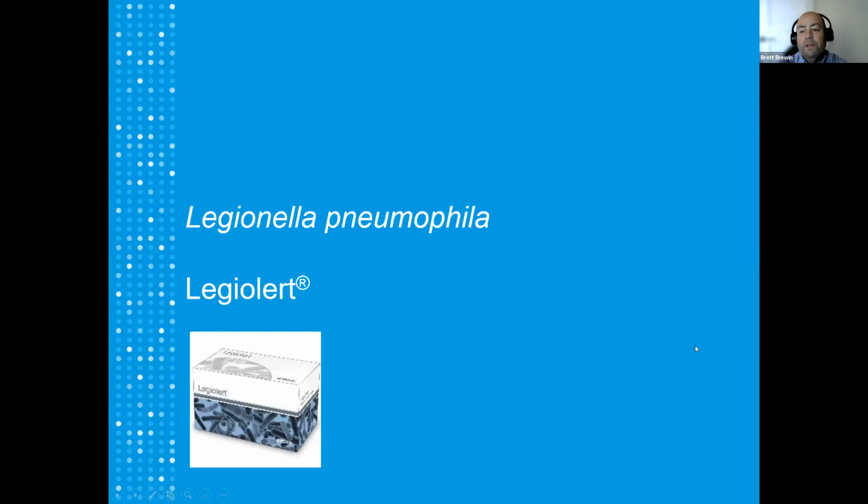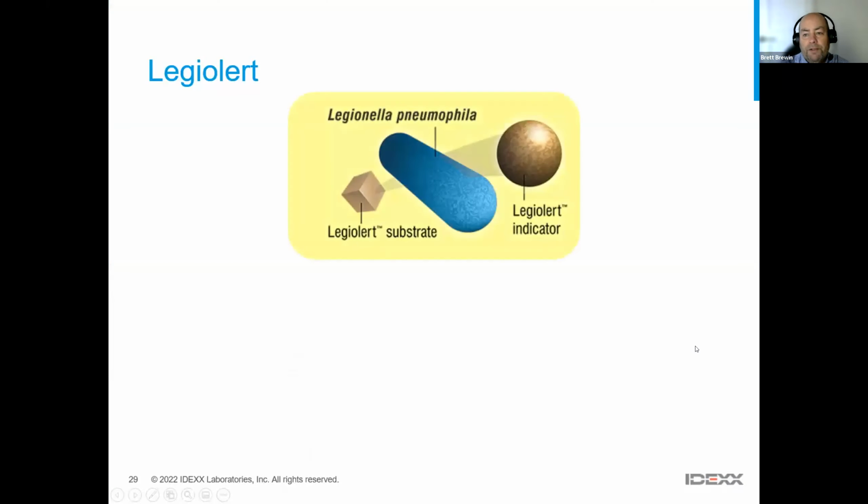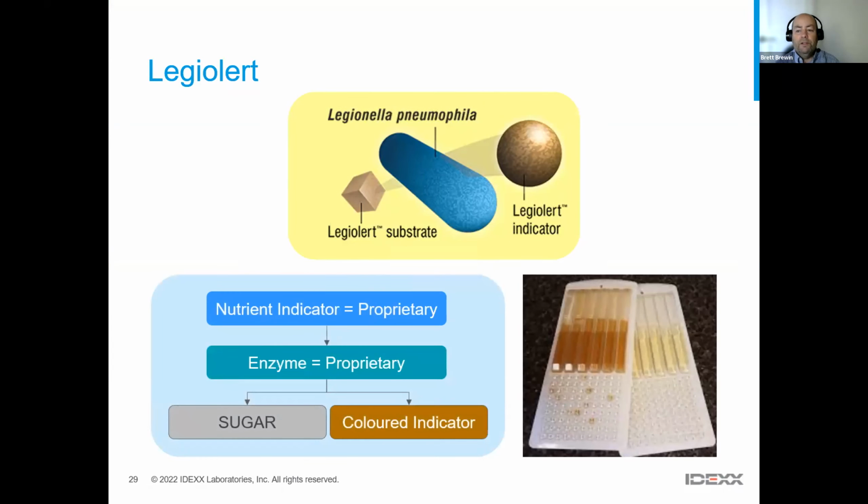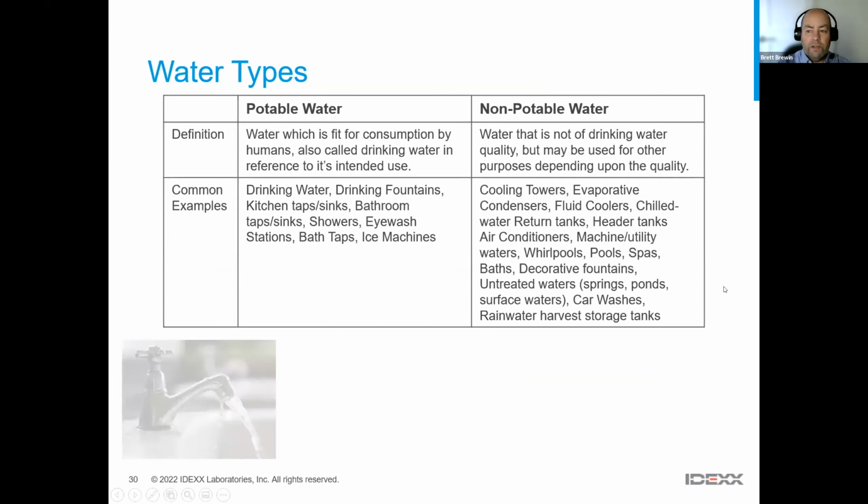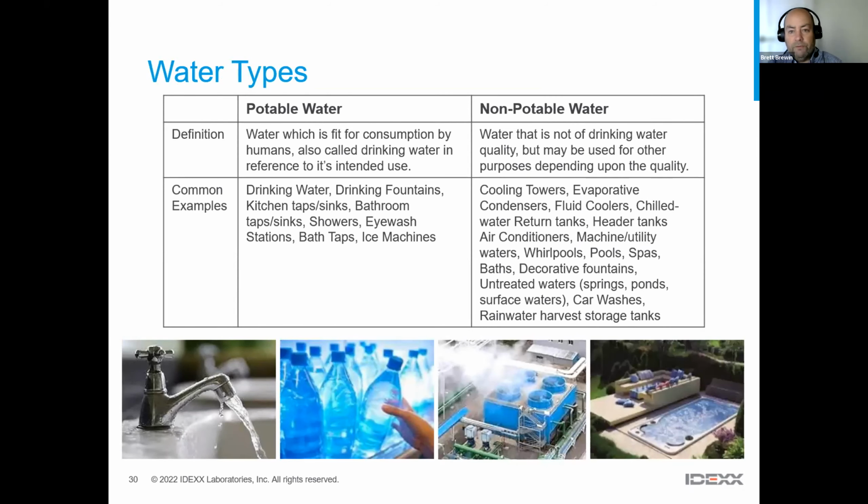Legionella pneumophila, again, another very, very important pathogen. We have a product called Legionella. We've been marketing this product now for a number of years. Again, I can't go into too much detail about the nutrient indicator or the enzyme. However, in the presence of Legionella pneumophila specifically, you get this brown colored indicator produced, which is indicating the presence of that bacteria. Legionella is suitable for a range of water types.